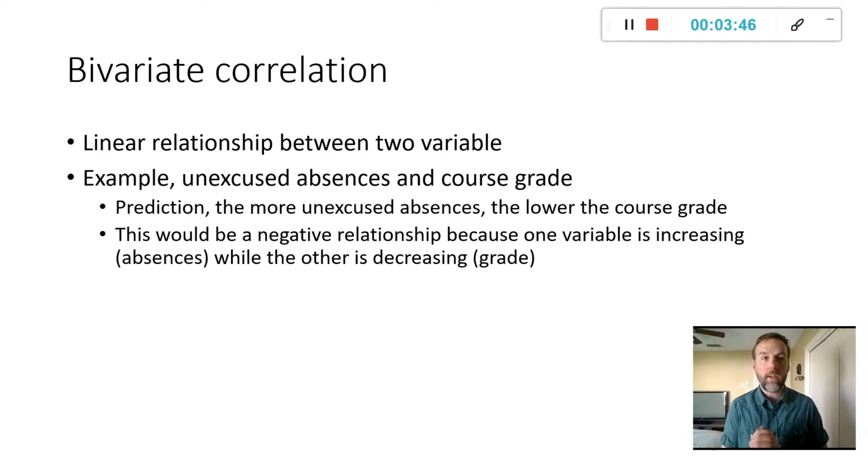Now often we can make a negative relationship into a positive relationship by just recoding our variables. So if instead of looking at absences we looked at number of classes attended, we would expect a positive relationship. The higher your attendance, the higher your grade. So sometimes the direction isn't that meaningful because it can change depending on how you code your variables. But let's look at this potential negative relationship between absences and course grade.